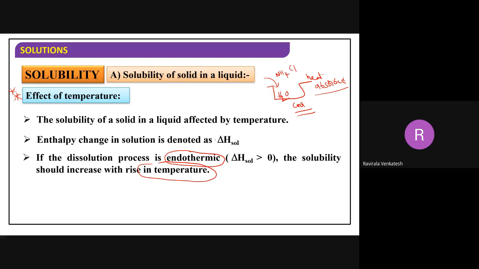Understood, beta? So whenever you are adding salt to the solvent, if it is an endothermic process, when you increase the temperature, solubility also increases. So what I am saying here, very simple: for an endothermic process, temperature increases, solubility also increases. Understood? This is very important, beta. This can come in an MCQ. For endothermic dissolution, solubility increases with increasing temperature.